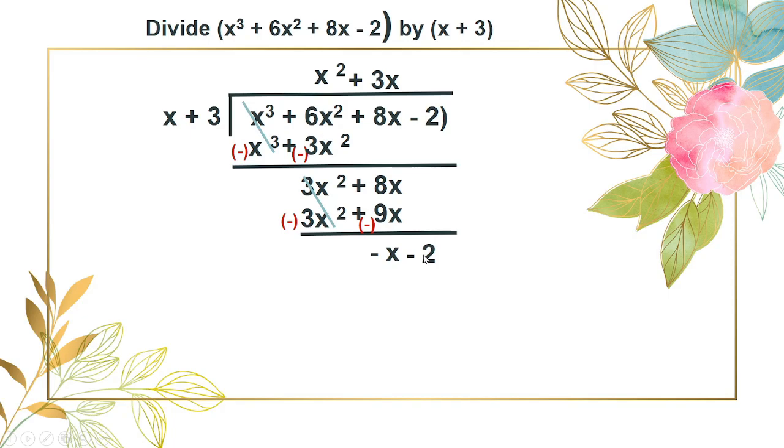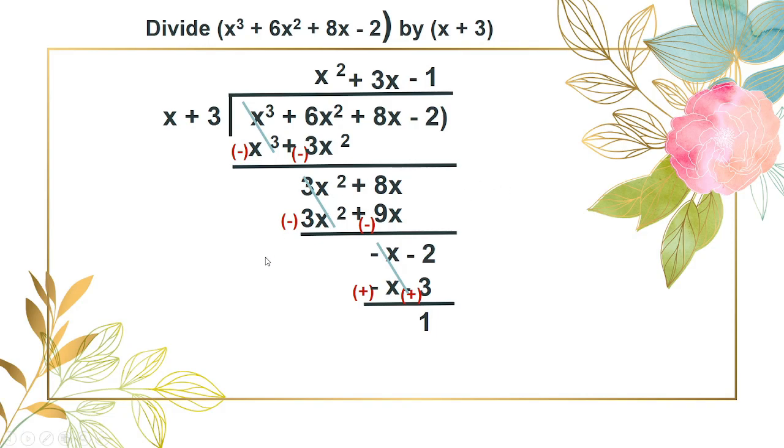Bring down negative 2 and divide. Negative x divided by x is negative 1. Negative 1 times x is negative x. Negative 1 times 3 is negative 3. Okay, subtract. Change the sign. Negative 2 plus 3 is 1. So we have a remainder of 1.